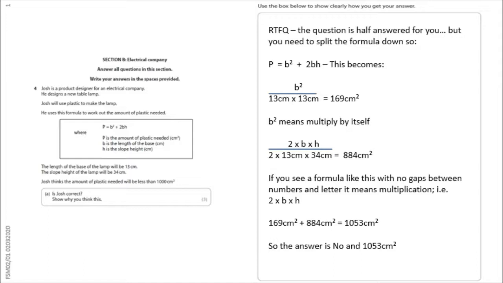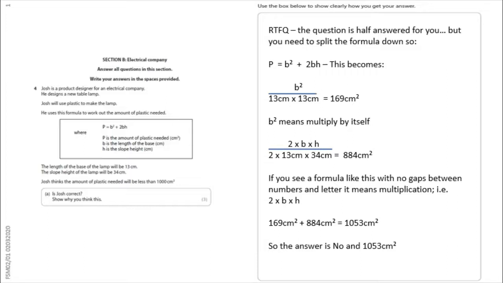Firstly, RTFQ, read the question. The question here is half answered for you, but you do need to split the formula down. Hang on, you're all going, formula, complicated. Not at all. Take a step backwards. The first part of the formula, we're ignoring P equals. We are looking at B squared. For the sake of argument, we'll call it B.